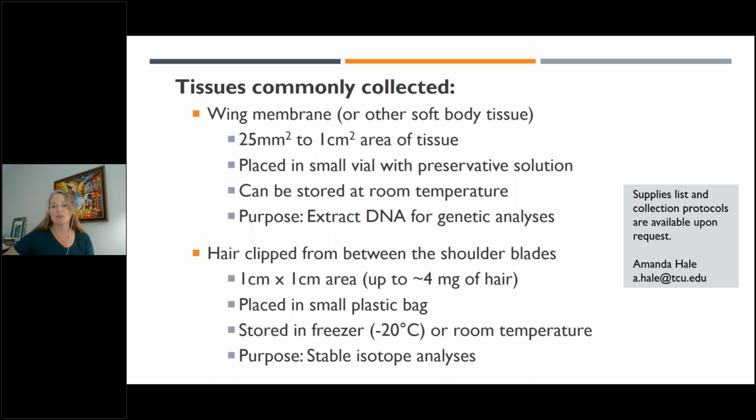When we're talking about hair samples, again, it's a small area. In most studies, it's about clipping hair with scissors from a 1 centimeter by 1 centimeter area between the shoulder blades, and then simply putting that hair into a small plastic bag. It can be stored in a freezer if that's convenient with your other samples, or at room temperature, and then sent off for analyses. If anybody would like more information on this, please feel free to contact me by email, and I'd be happy to send you a detailed supplies list and collection protocols of what you would need.